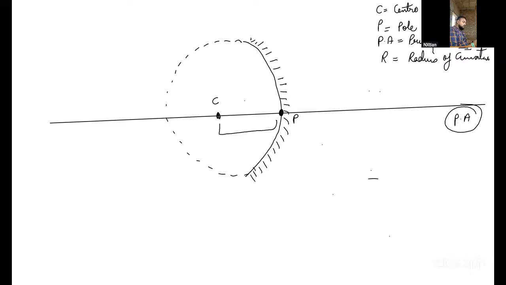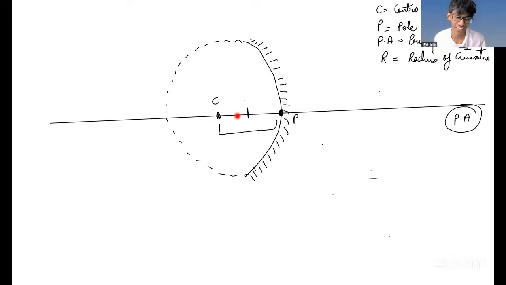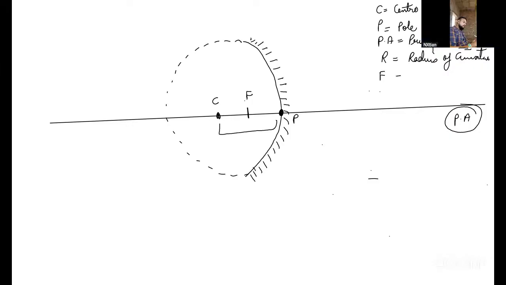Okay. So now the midpoint of the radius of curvature, like this is the midpoint, is called the focus. F stands for focus. So this is R, which is the radius of curvature. Did you understand, guys? Yes or no?